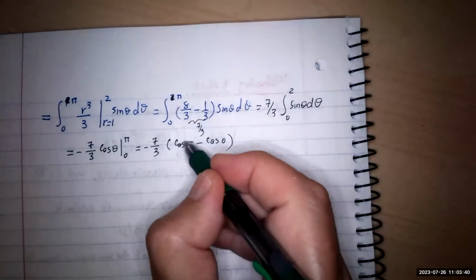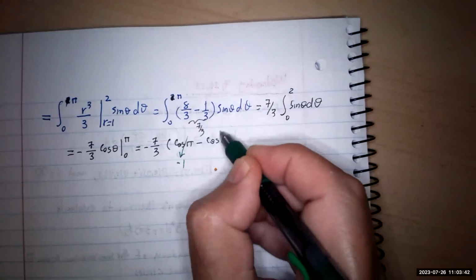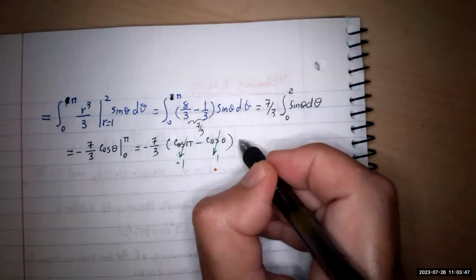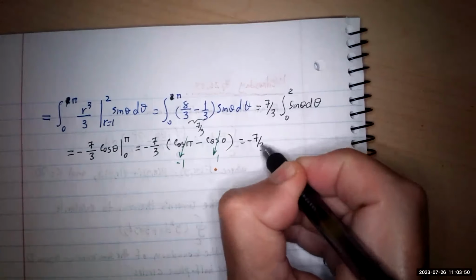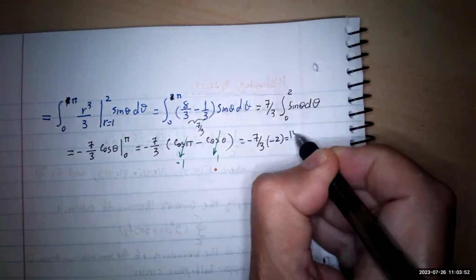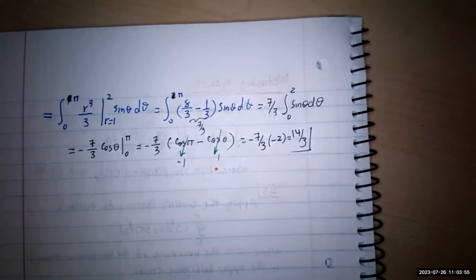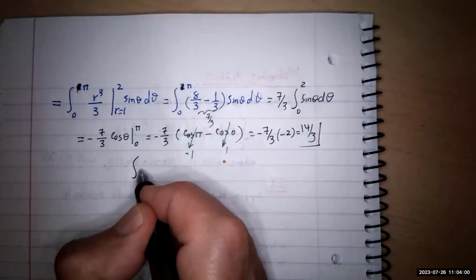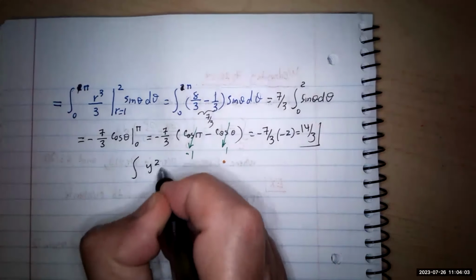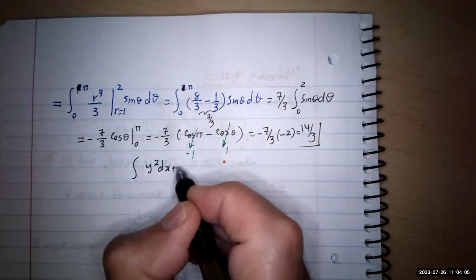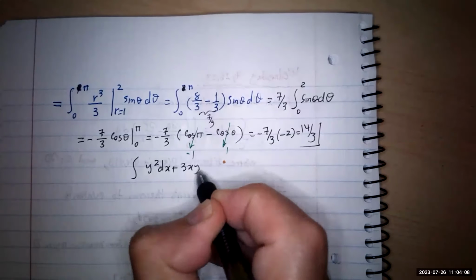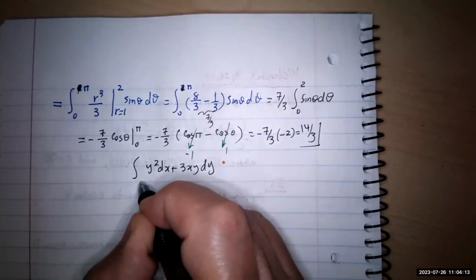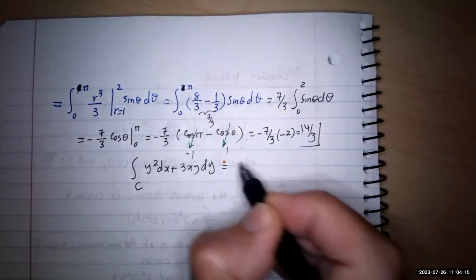Cosine of pi is negative 1, and cosine of 0 is 1. So it's going to be negative 1 minus 1. So that gives you negative 7/3 times negative 2, which is 14/3. So the result of that integral is 14/3. Okay, so the given integral, y squared dx plus 3xy dy over C, is going to be equal to 14/3.